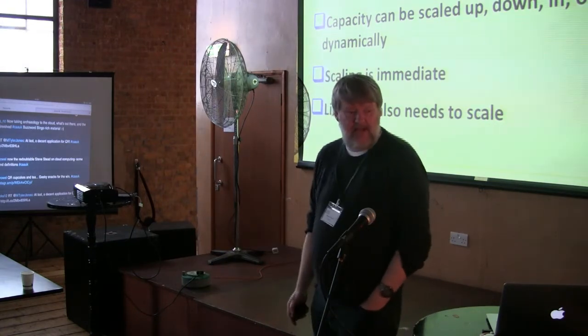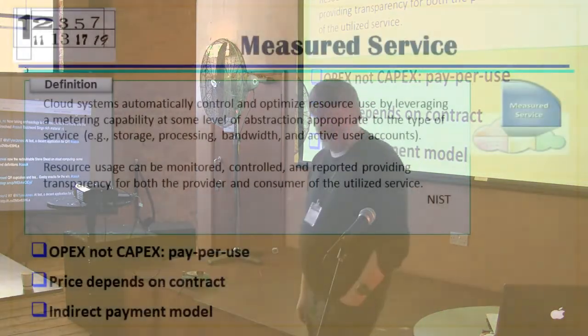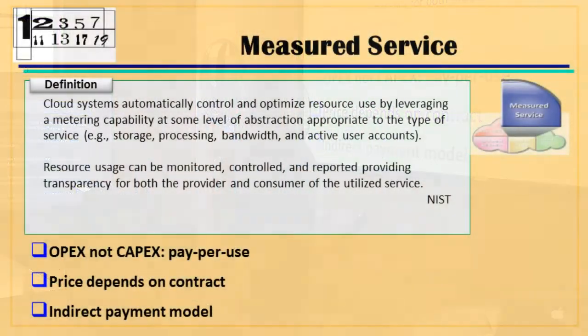Measured service. Here we say, how much of the service, whatever it is, are we using so that we can pay for it? Because you're typically going to pay per use. So the more I use it, the more I pay for using it.